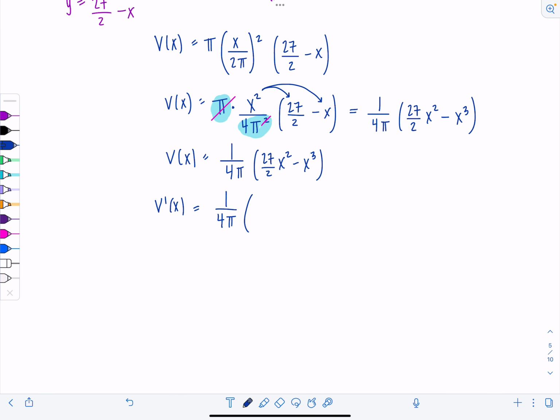Now, derivative of 27 over 2 x squared. When you bring this 2 down in the front to multiply by it, it's going to cancel with this 2. So then I just have 27x to the first minus 3x squared. Okay, critical values.